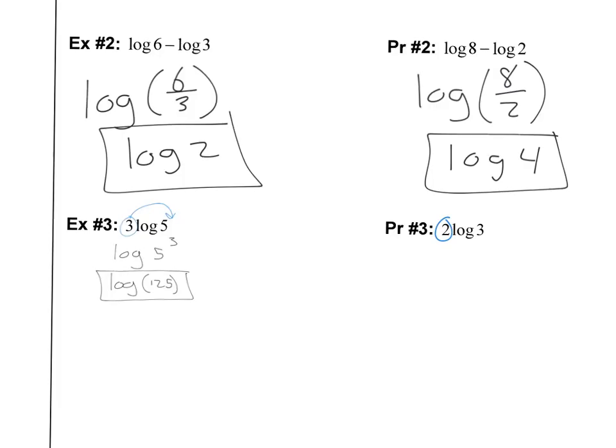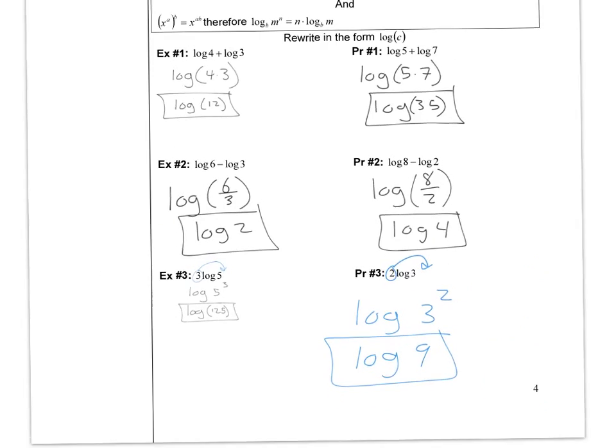Okay, so once again, you should have been able to take this 2, move it over here as an exponent, so we could write this as log of 3 to the second power. 3 squared is 9, so you could just write this as log 9. All right, that's all there is to it.